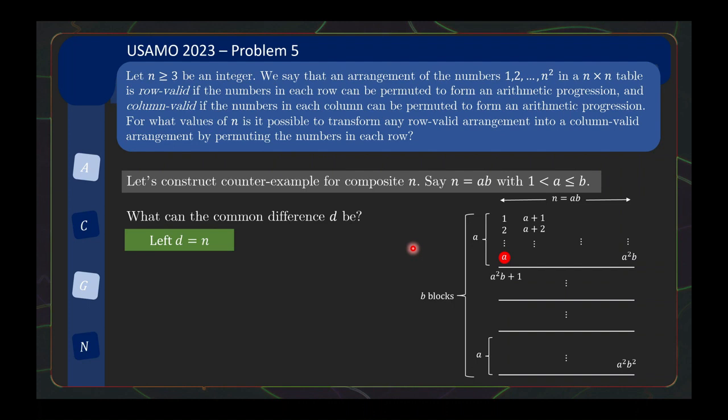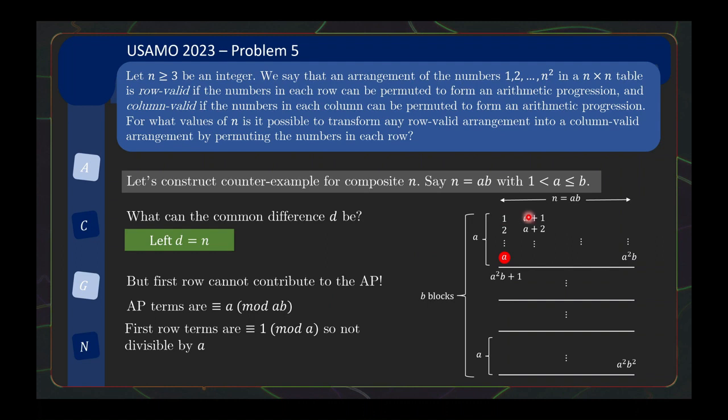But can we form an AP with common difference n by picking one term from each row? Well, it turns out that we cannot, because the first row cannot contribute to the AP. Now, the AP terms are definitely congruent to A mod AB because A is inside, right? So this is for sure the case, which means that all the AP terms are in fact divisible by A. But the first row terms are all congruent to 1 mod A, so they are all not divisible by A. And this is where we get our contradiction. And this completes the proof of our construction.